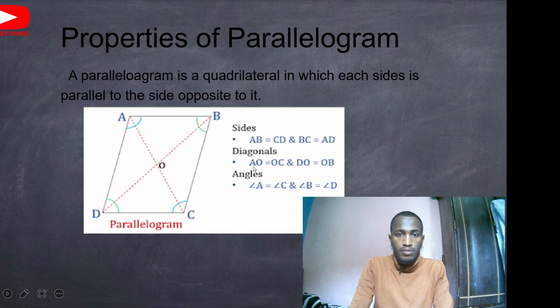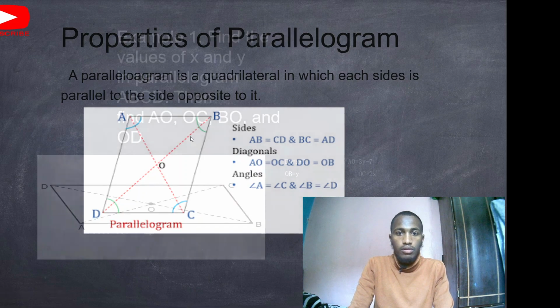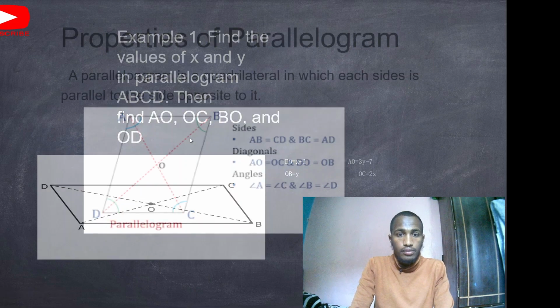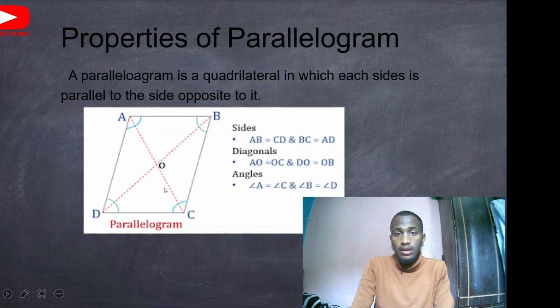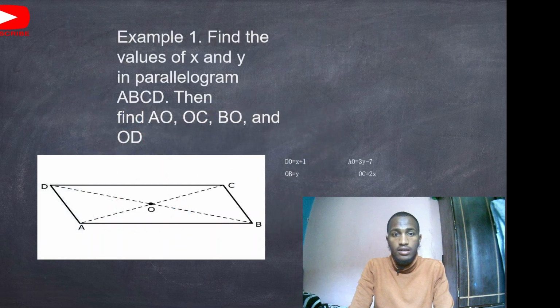As you see from here, AO is equal to OC, and DO is equal to OB, right? And the other one, AB and CD, as we said, they are parallel and congruent. AD and BC, they are parallel and congruent.